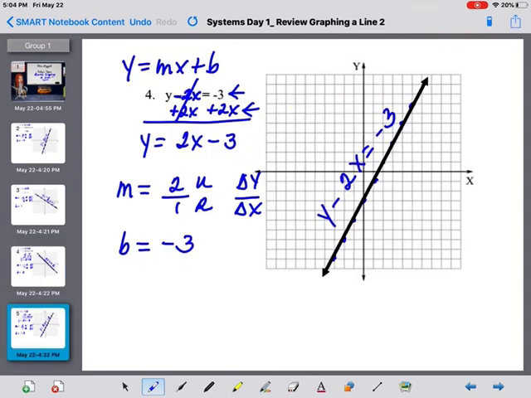All right, so those are a couple of examples. I'm hoping that was a little bit of a refresher for everybody and kind of reminded us all of how we graph lines using the slope-intercept method.